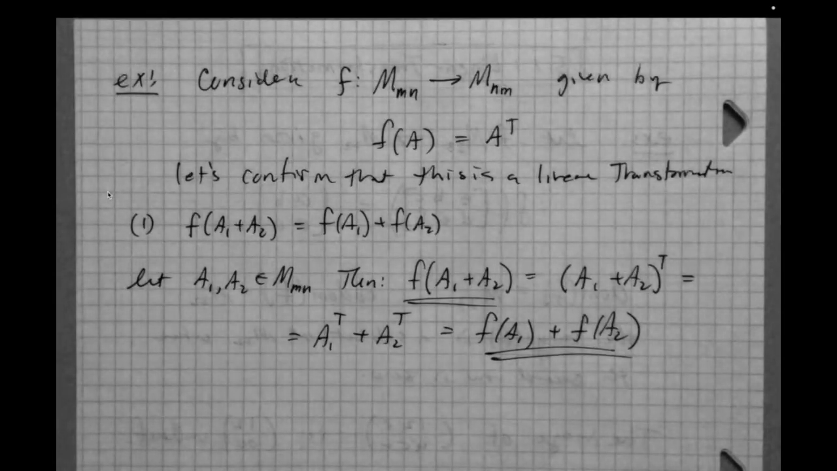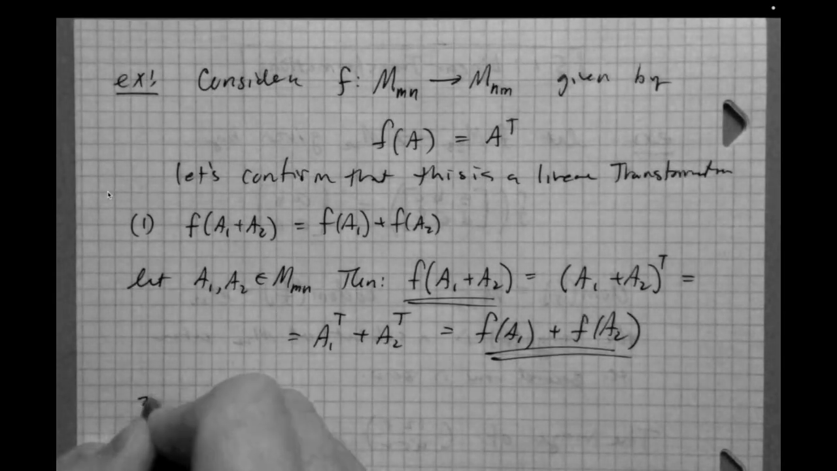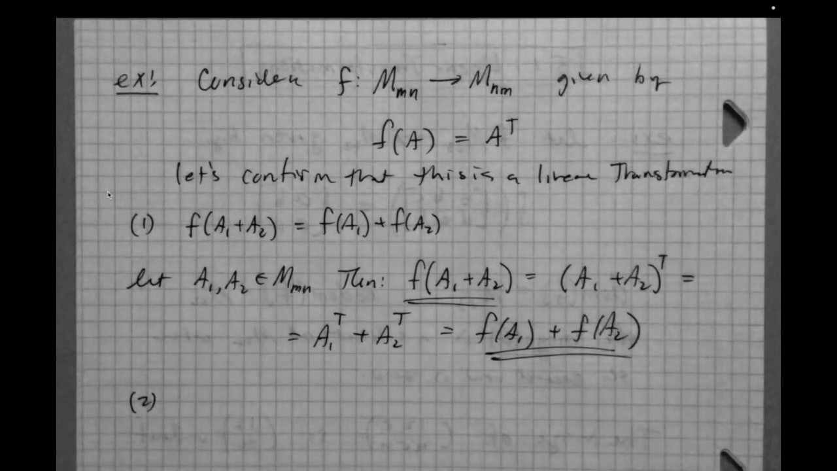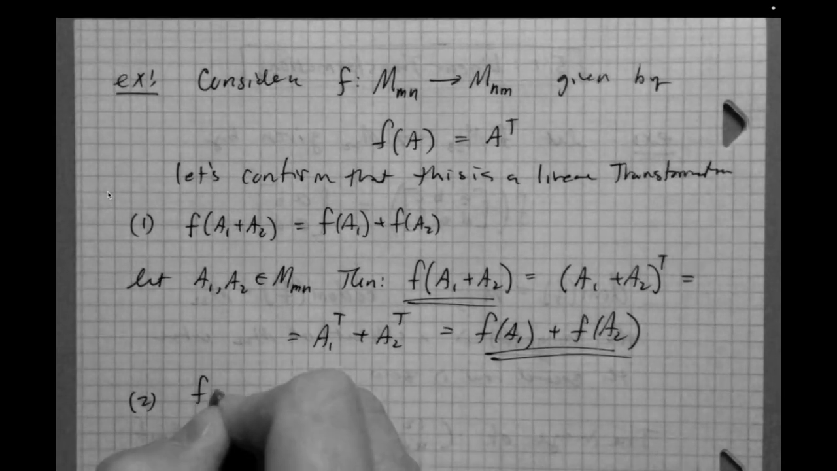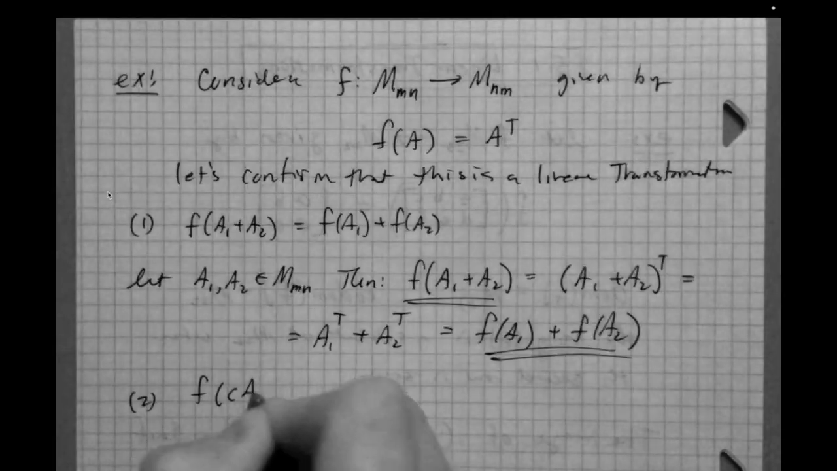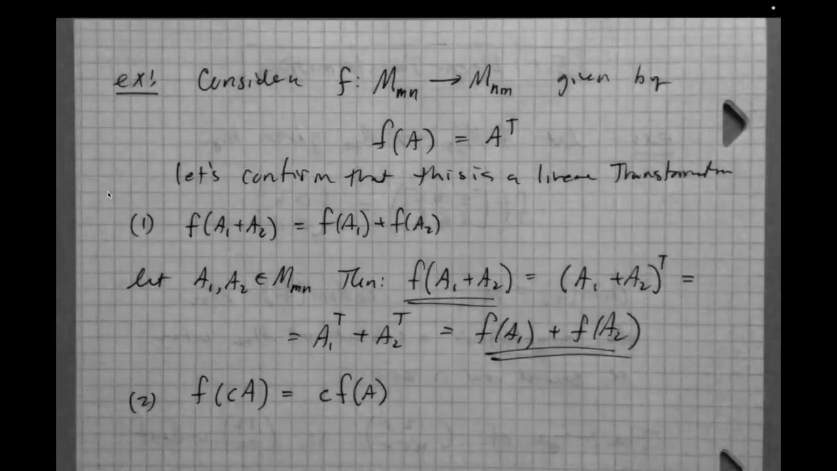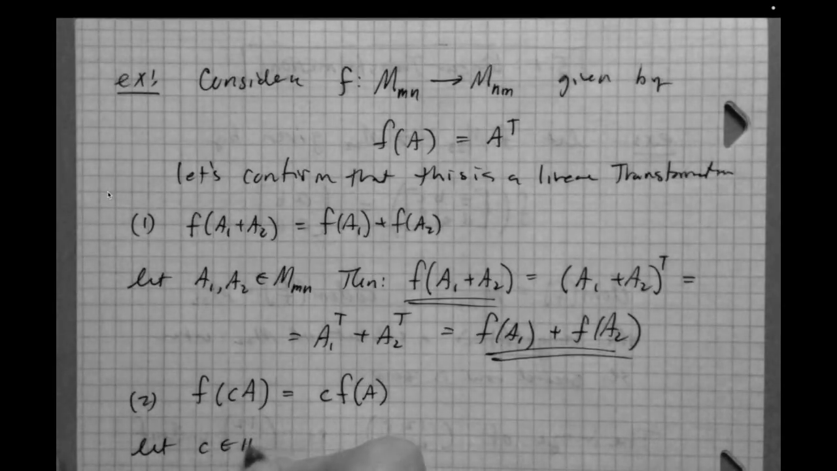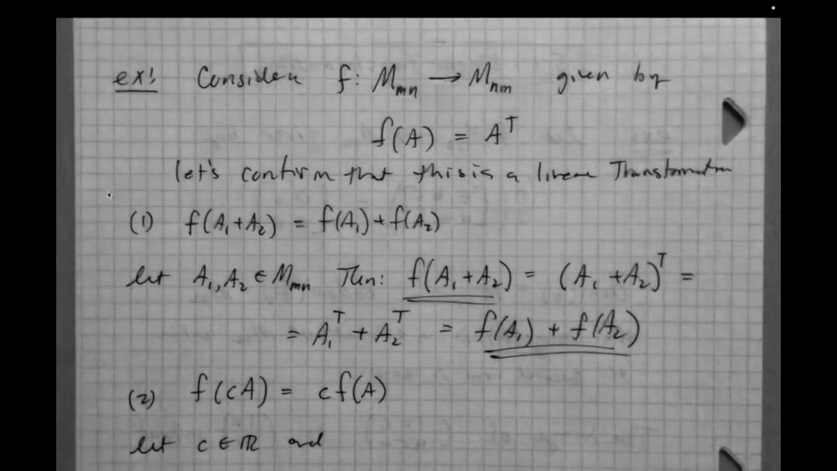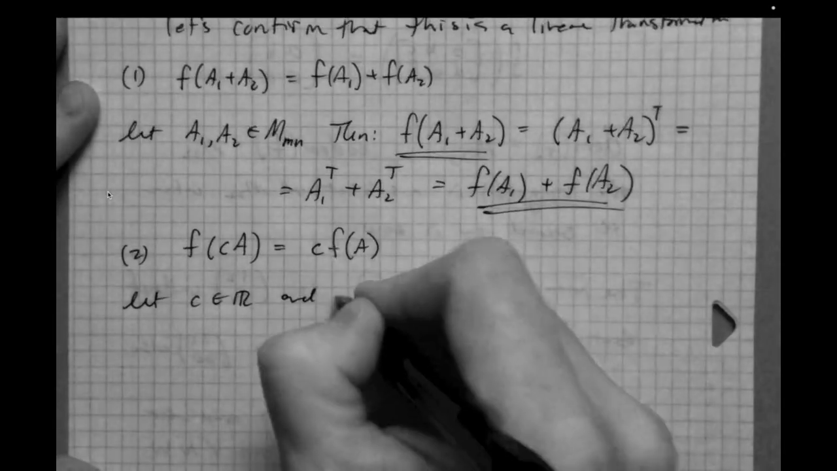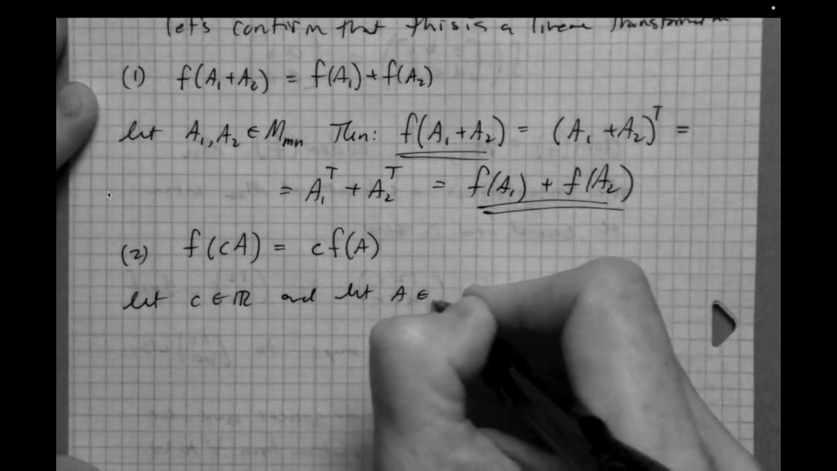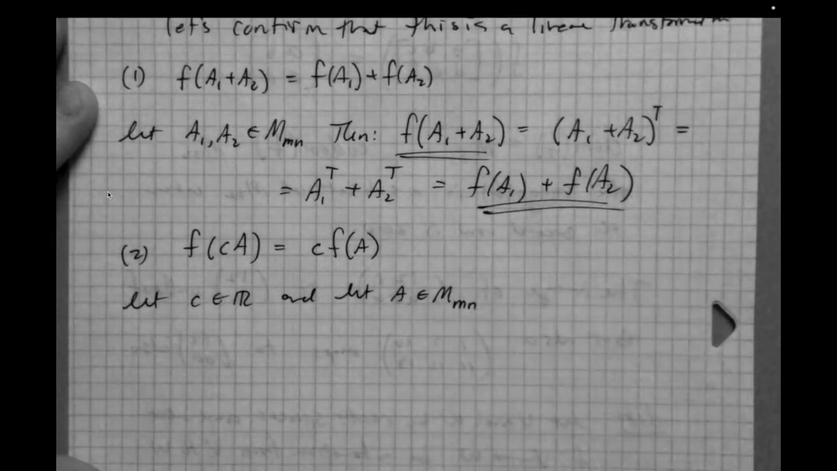What about the second property? The second property we need to show is that F applied to c times a matrix A is equal to c times F applied to just A. So again, let c be a real number, and let A be an m by n matrix.